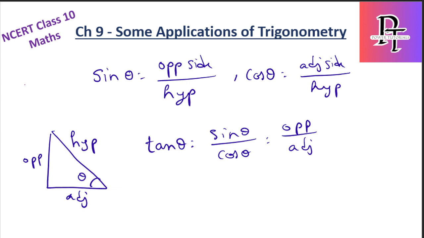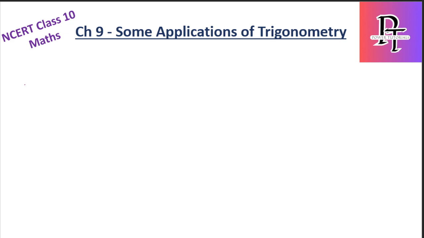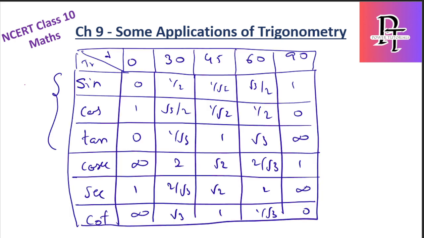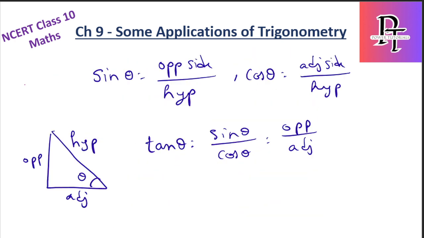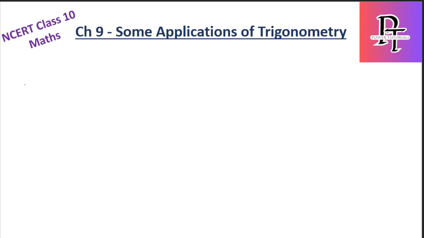Okay. Now let's see regarding this chapter, that is applications. We are going to use these 6 trigonometry ratio values or these definitions with respect to applications, and we are going to solve real-case applications. The first application we are going to discuss is heights and distances.